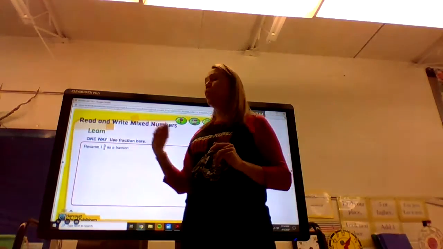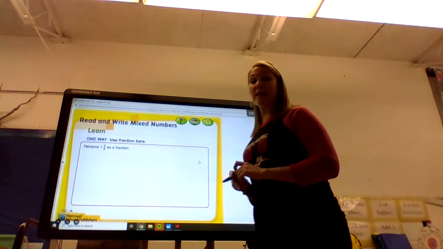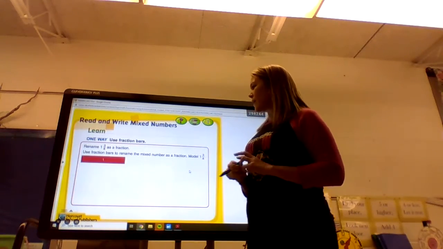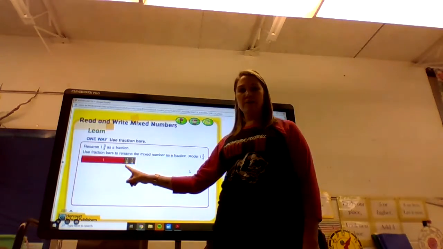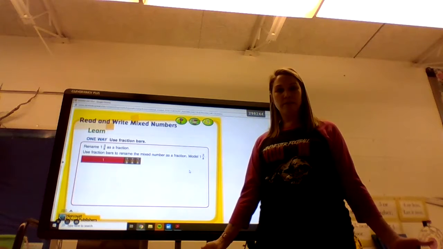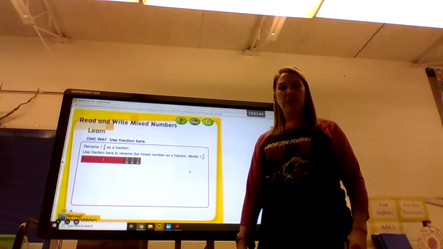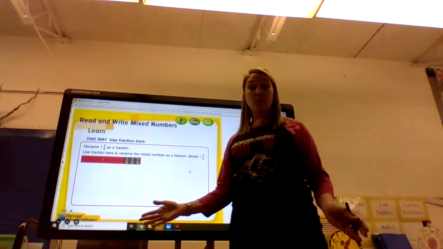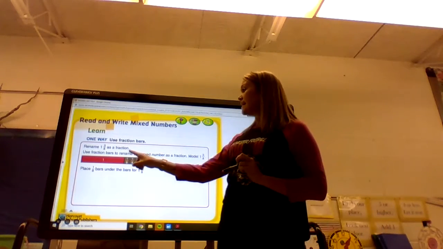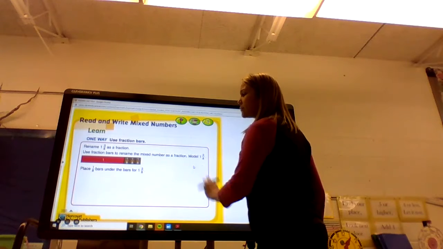Right here they're showing us 1 and 3/8. That's our mixed number. We're going to show you fraction bars to model this. Here's one whole, there's our whole number, and 1, 2, 3/8. We can write that as 1 and 3/8, or we could write it as a fraction. So check out the fraction. We're going to take that one whole and place our 1/8 bars under it.